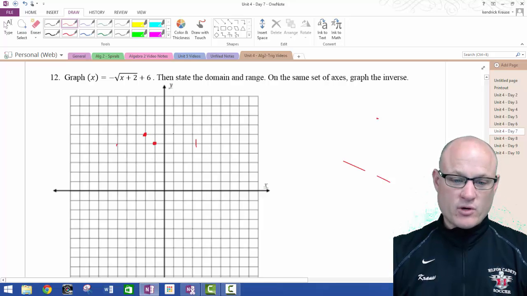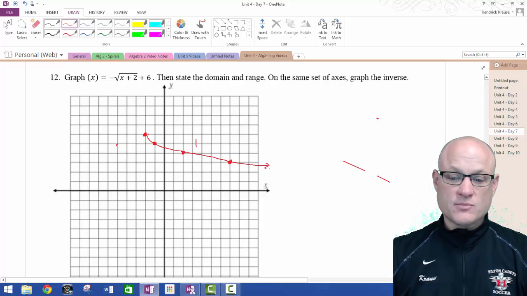I'm going to move to the right 4 and down 2. And I'm going to move to the right 9 and down 3. Now, because it's a square root, I don't have to go to the left. I can't go to the left because that would involve imaginary numbers. We're not graphing those on this set of axes. All right, that's all she wrote for that.